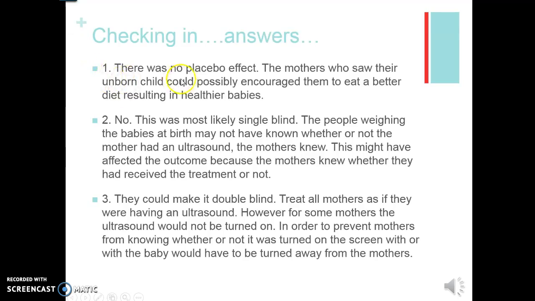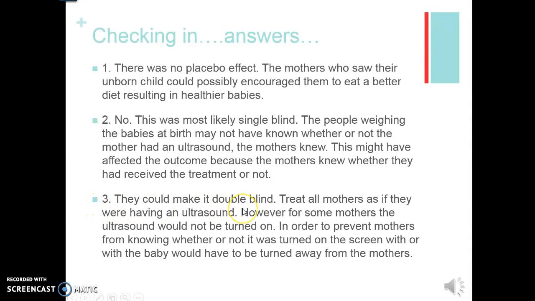Okay, so number 1, there was no placebo effect. The mothers who saw their unborn child could possibly encourage them to eat a better diet, resulting in healthier babies. So they saw the ultrasound. All of them saw the ultrasound. Was this double blind? No, this was single blind. Why? Because the people weighing the babies at birth may not have known whether or not the mother had an ultrasound, all right? So it was single blind because the people measuring didn't know, but the mothers knew who had the ultrasound. So this might have affected the outcome because the mothers knew whether they had received the treatment or not. Now, how could we improve it?